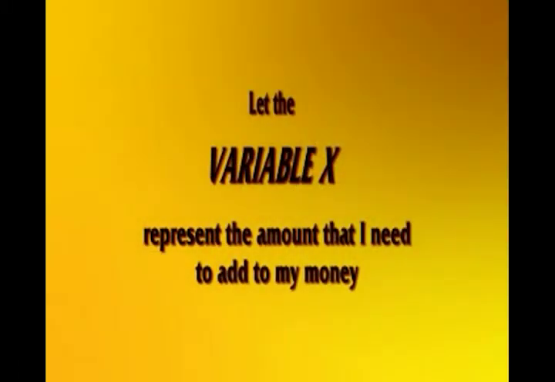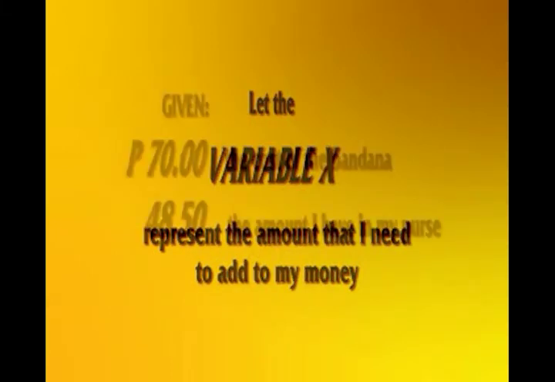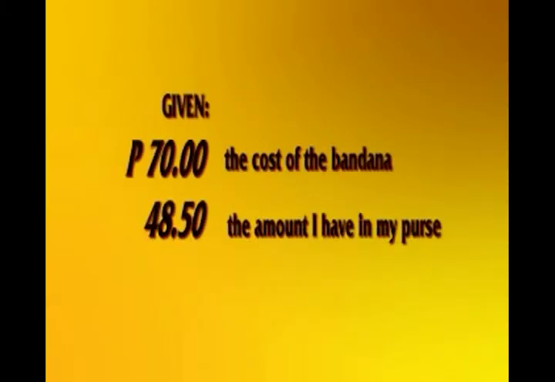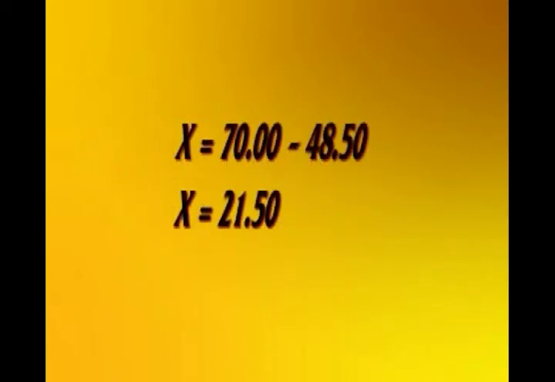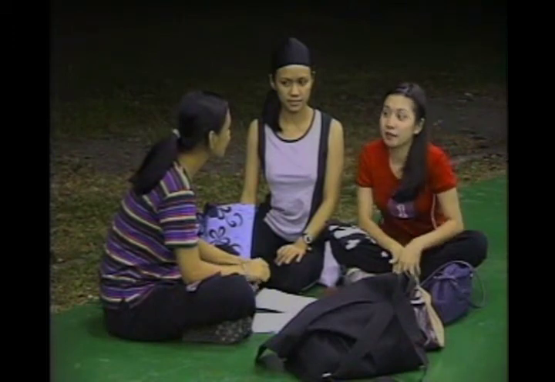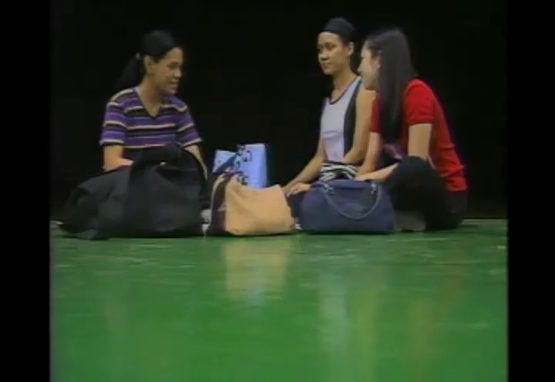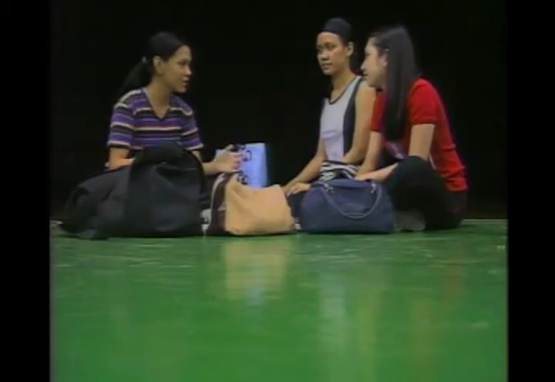Let x be the amount that I need to add to my money. Given is 70 pesos, the cost of the bandana, minus 48 pesos and 50 centavos, which is the amount I have in my purse now. Therefore, x is equal to 21 pesos and 50 centavos. That is the amount you will add to your money now. And that is how much you will lend me so I can buy the bandana. Okay, no problem with that, Angela. I want you to look your best during the dance festival.